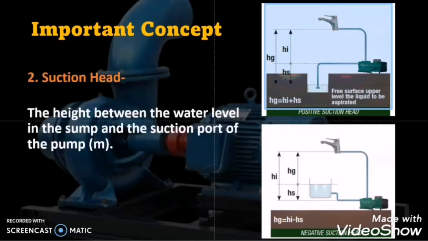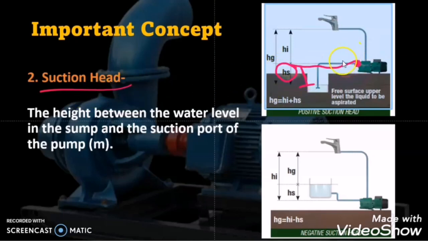If you look at the suction head, then the height between the water level in the sump and the suction port of the pump is called suction head. What does it mean? Here you see the suction point of the pump, and this is the water source from where the water is being sucked by this pump. But there is a clear height between the suction point of the pump and the sump where the water is stored. So that height is called suction head.